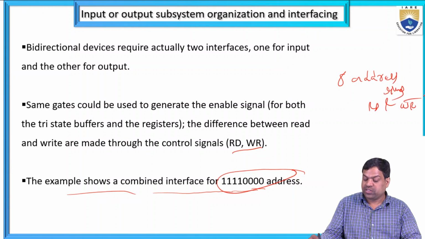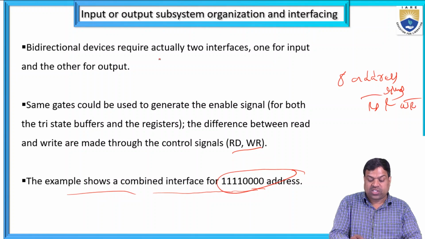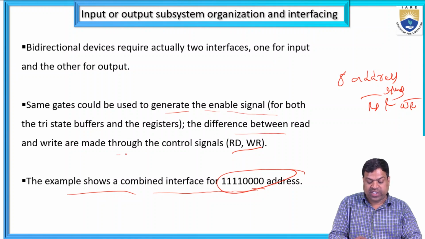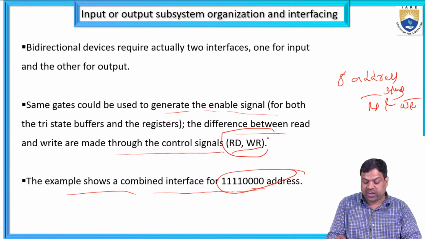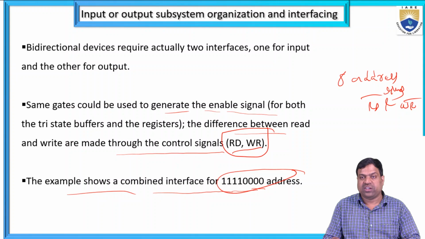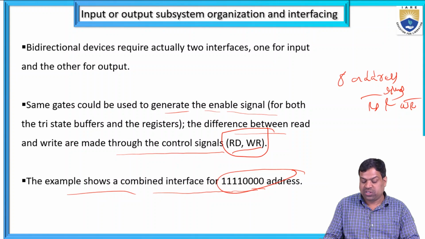Read and write. So bidirectional devices actually require two interfaces, one for input and the other for output. The same gates could be used to generate the enable signal. The difference between read and write is made through the control signals read and write. Okay, it depends on your read operation and write operation. We can find out whether the input device is enabled or the output device is enabled.